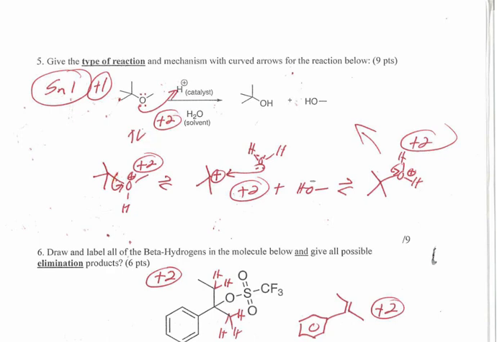right? Step 1 is proton transfer. Step 2 is leaving group leaves. Solvent adds. Deprotonation to regenerate the catalyst. It has to be the last step there.